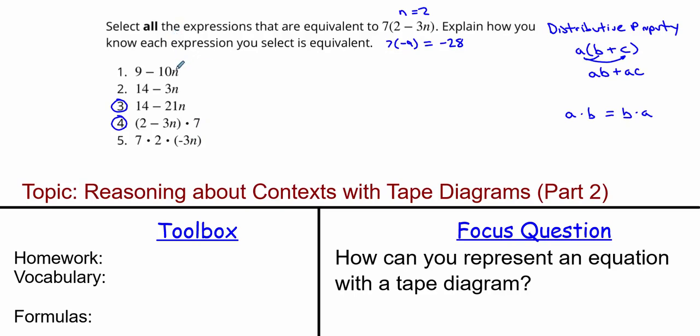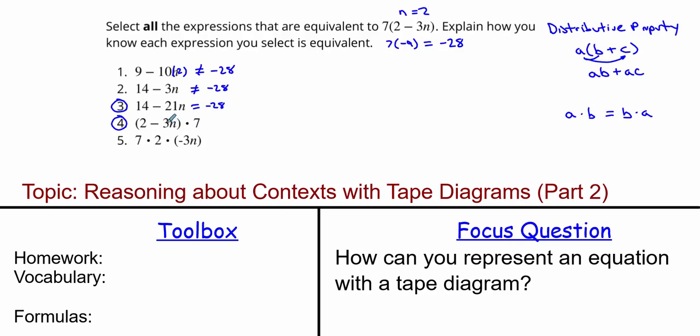So if we put a 2 in here for n, 10 times 2 is 20. 9 minus 20 is not equal to negative 28. 3 times 2 is 6. 14 minus 6 is 8. That is not equal to negative 28. 21 times 2 is 42. So 14 minus 42 is equal to negative 28.